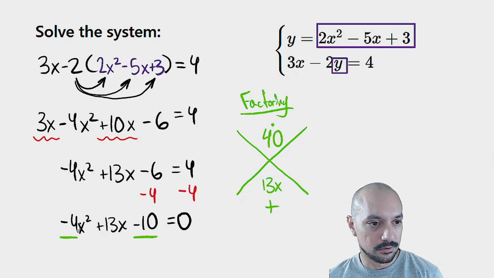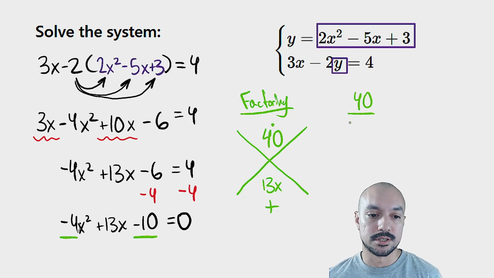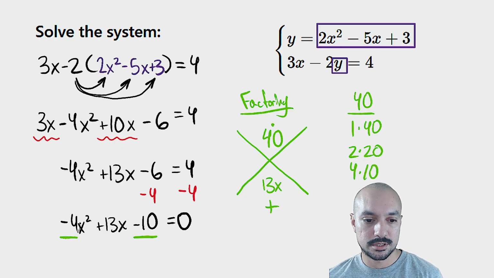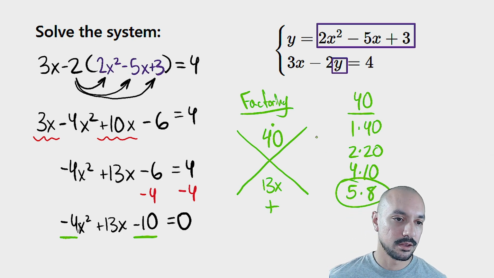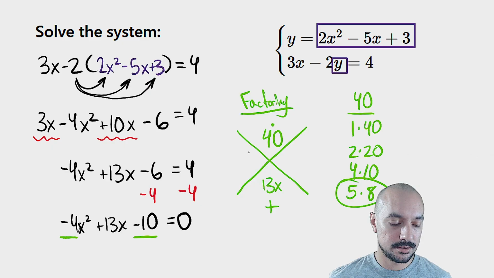To help me out, what I can do is list the factors of 40 and see which could possibly add or subtract to make 13. I get 1 times 40, 2 times 20, 4 times 10, 5 times 8. So that's going to be the one that makes 13. So let me go ahead and record that. 5 and 8.